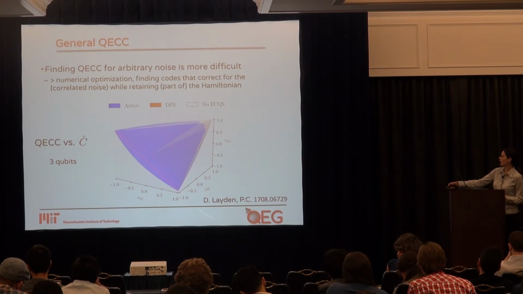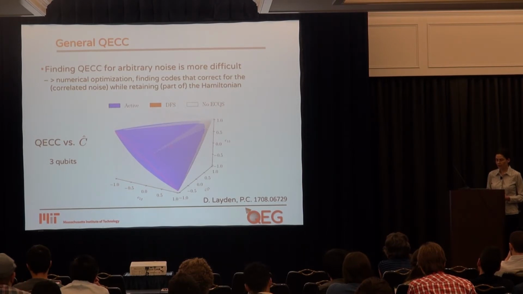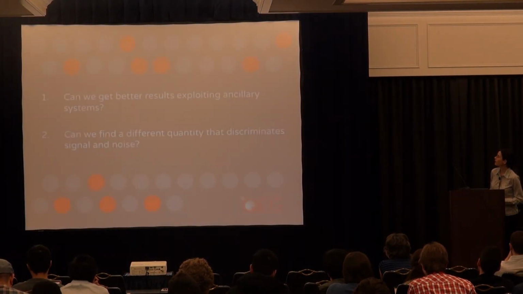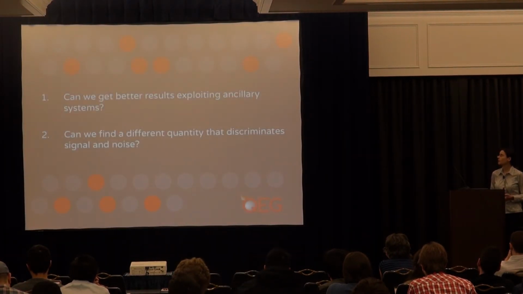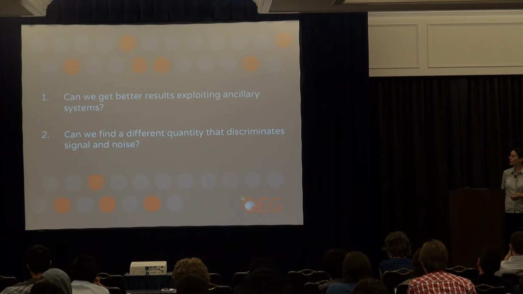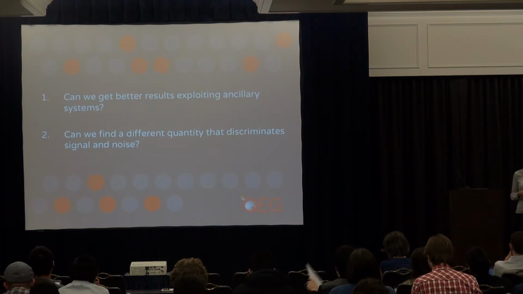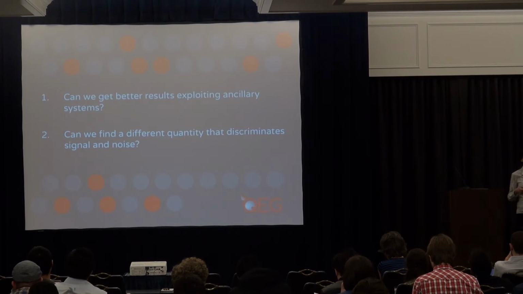So these are quite recent results, which are now on the archive. So going back to the question, I had two questions. One was, can we actually get some slightly better result exploiting ancillary systems? I already addressed a little bit this question: find some new type of quantity which can discriminate between signal and noise.